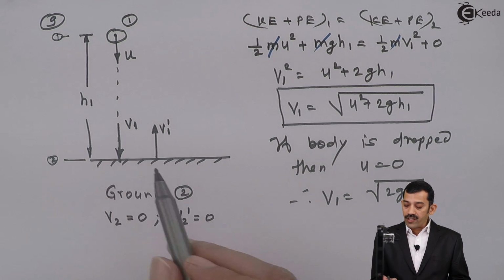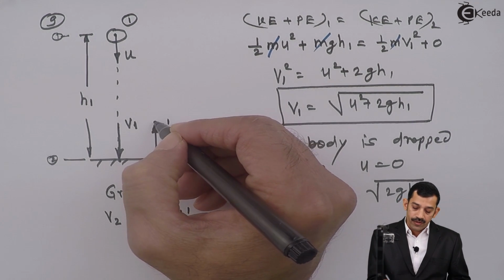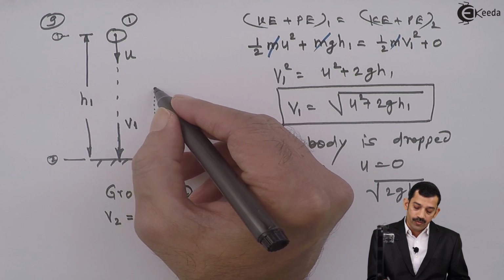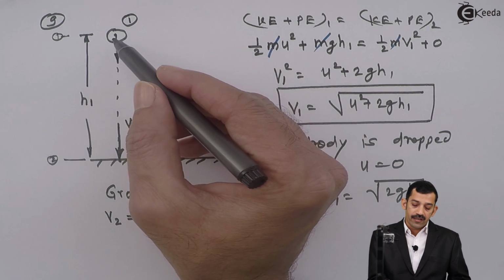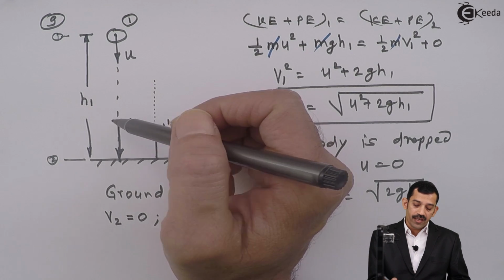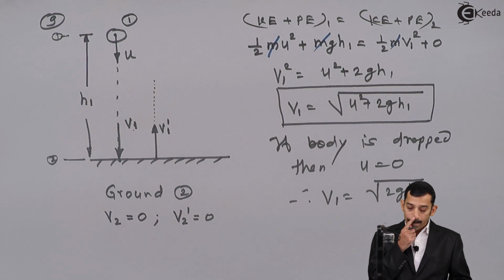Where you know v1 is root of 2gh1. It rebounds with some velocity. As this body rebounds with some velocity, what happens as it moves in the upward direction? Its velocity gradually decreases and finally the velocity becomes 0. As the relation between v1 and h1, if u is 0, is v1 equals root of 2gh1.